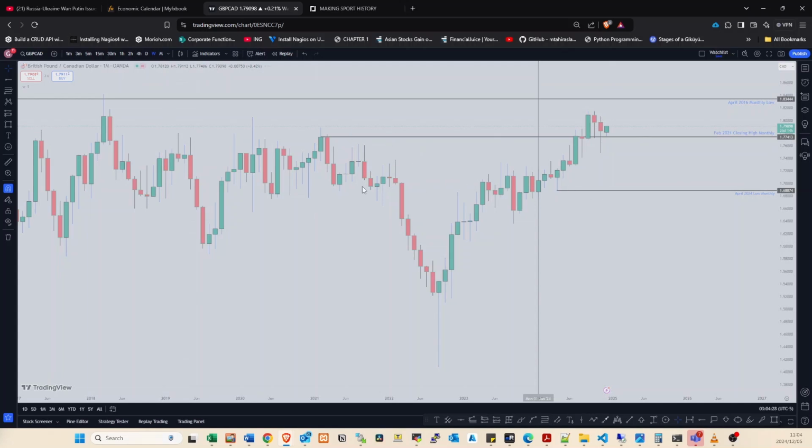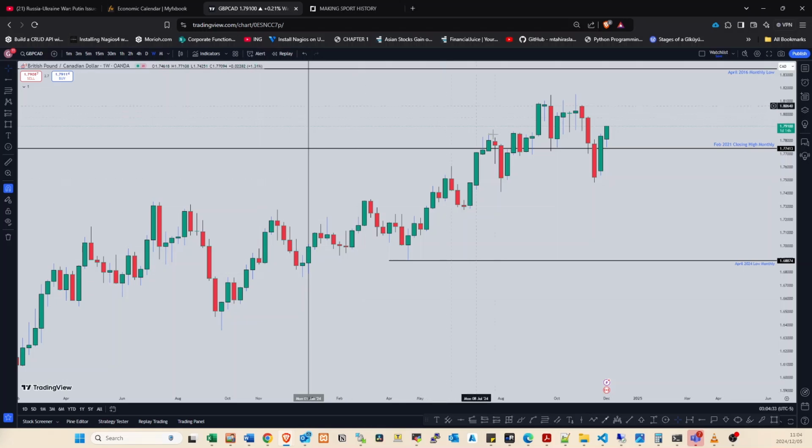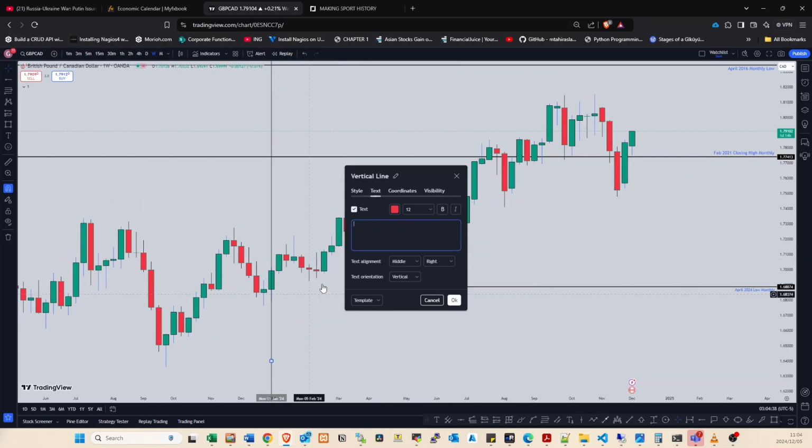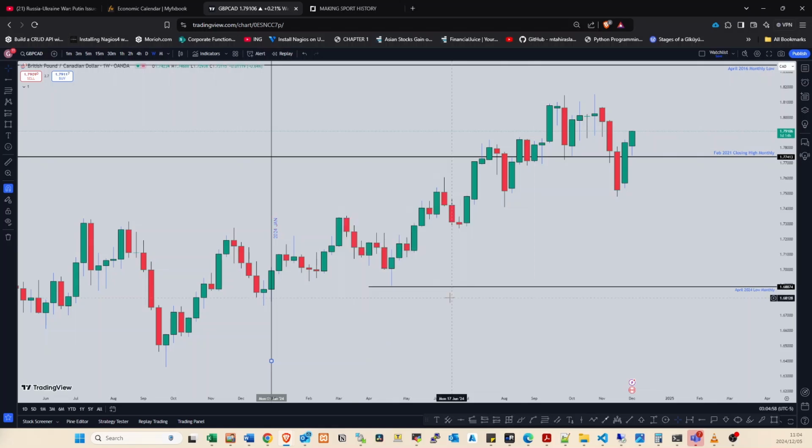Okay, moving on to the weekly. So this is the... probably here, then it will be like that. So this is where the market opened up. This is just a monthly range here.